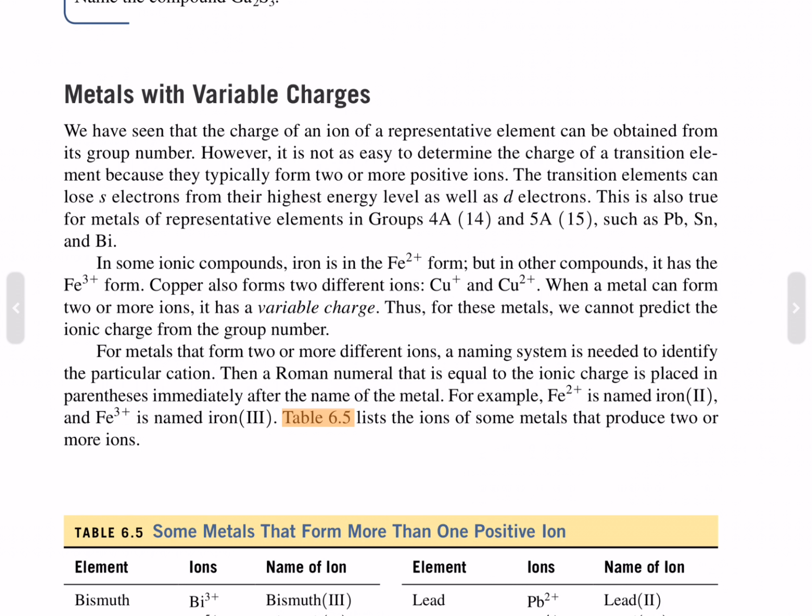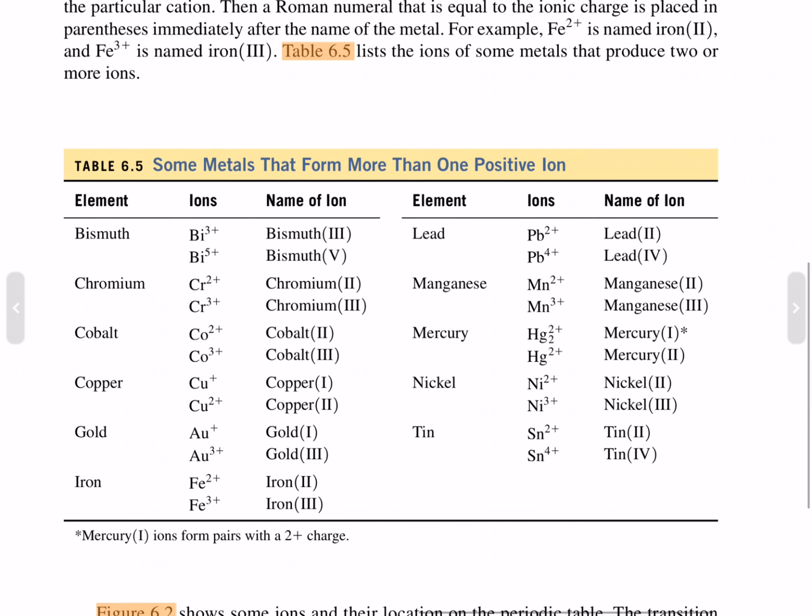A Roman numeral that is equal to the ionic charge is placed in parentheses immediately after the name of the metal. For example, Fe2+ is named iron(II), and Fe3+ is named iron(III). Table 6.5 lists the ions of some metals that produce two or more ions.